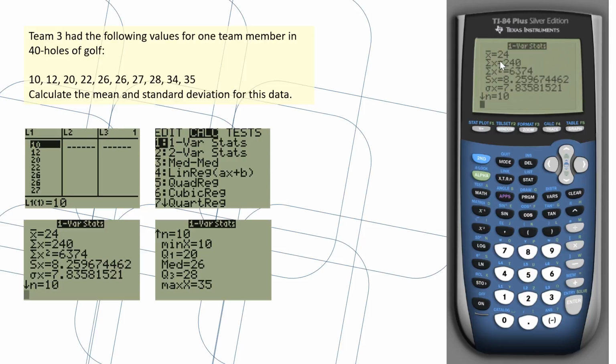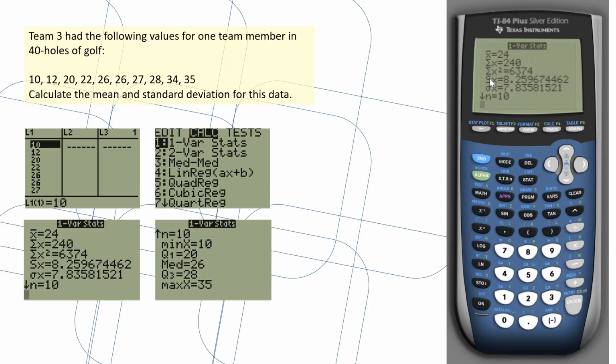So the values that I get, first thing I see is this is X bar, and it's the mean of the data. So if I was to add all 10 values and divide by 10, I would get 24. The next one below that is the sum of my data, right? Capital Greek letter sigma. The sum of my x's is 240. If I was to square those values and add them, square them first and then add them up, it would give me 6,374.